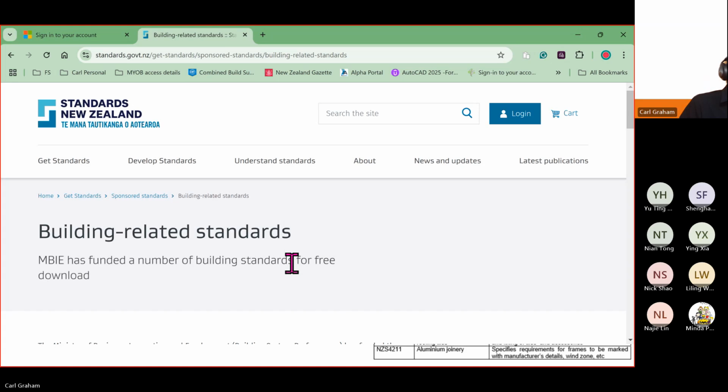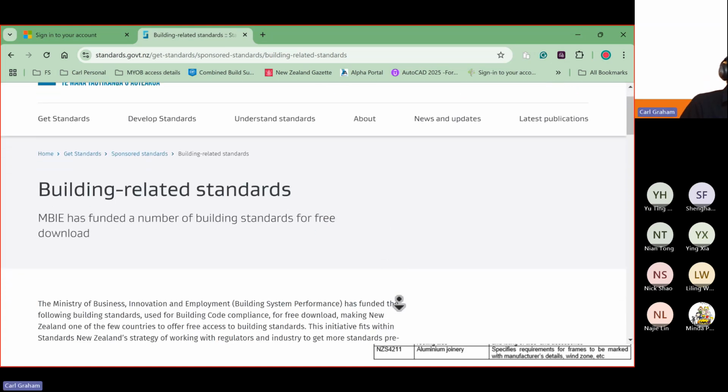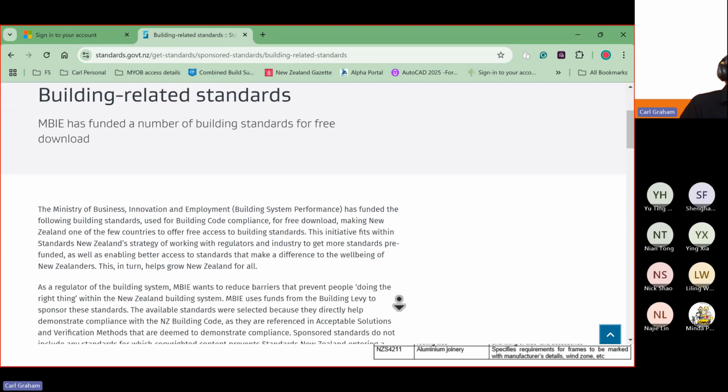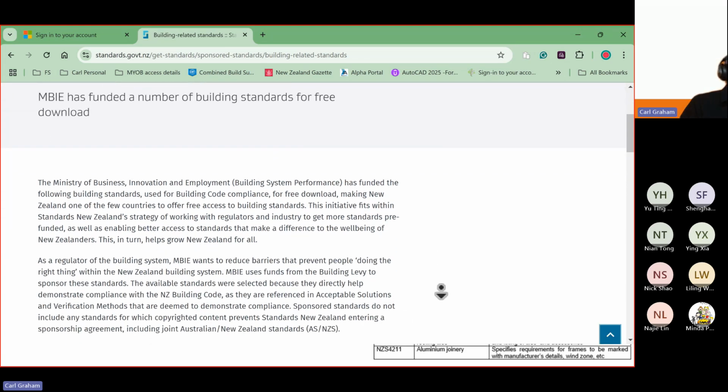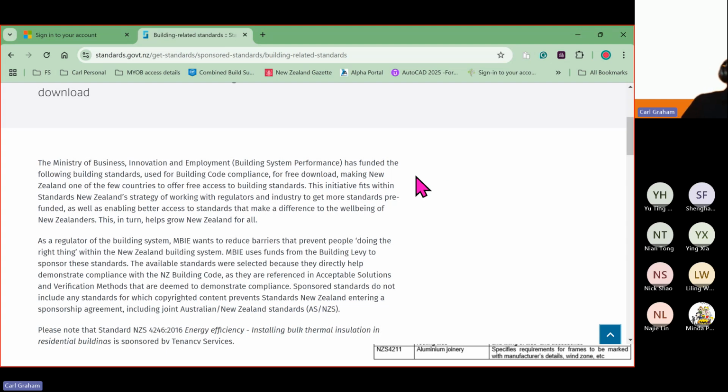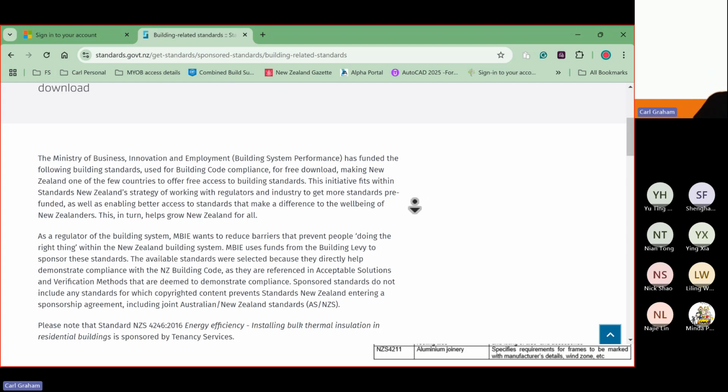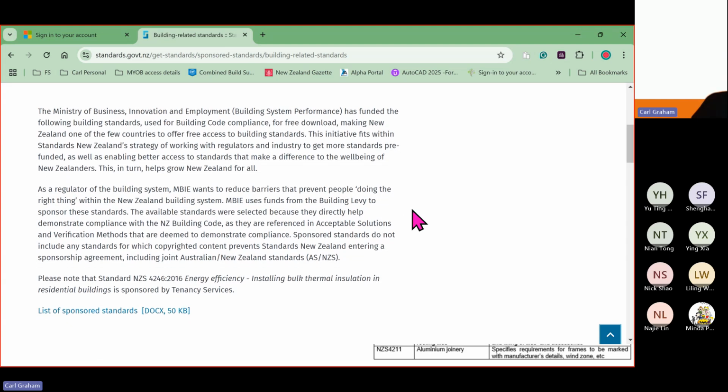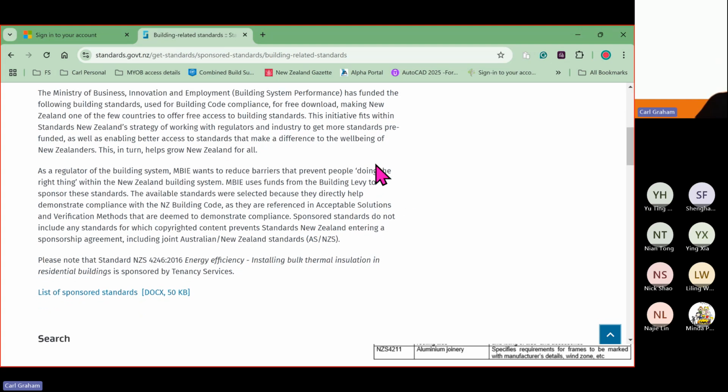Okay, so MBIE has funded a number of standards for free, and you can download them. Ministry of Business Innovation has funded the standards using the building code compliance for free download, making New Zealand one of the few countries to offer free access to building standards. This initiative fits within the standards strategy of working with regulators and industry to get more standards pre-funded, as well as enabling better access to standards that make a difference to families in New Zealand.